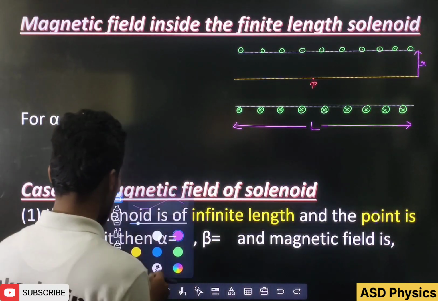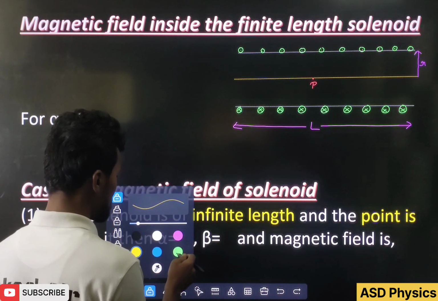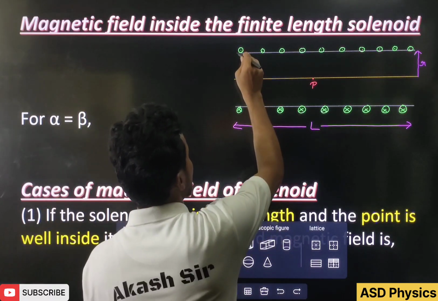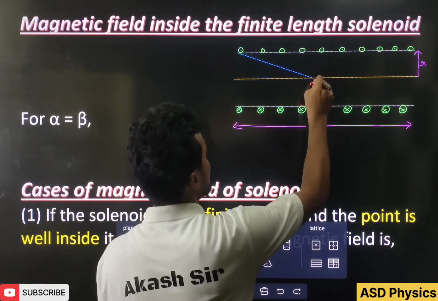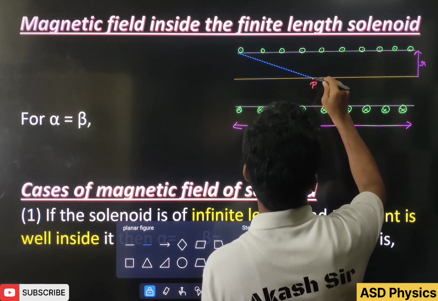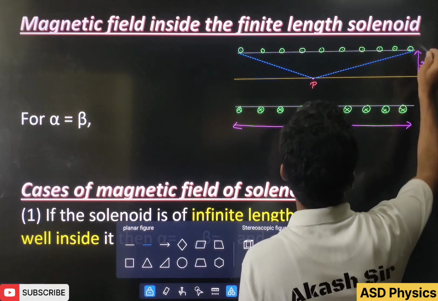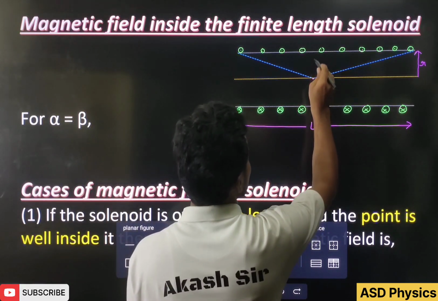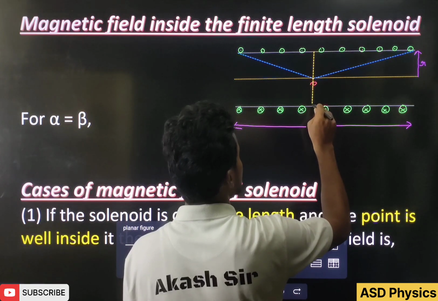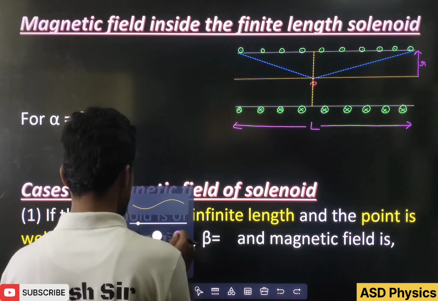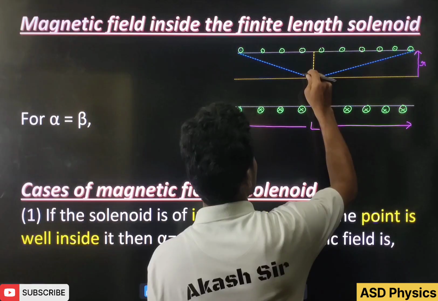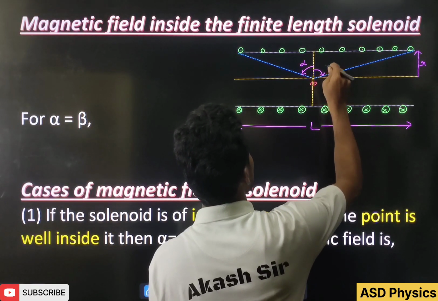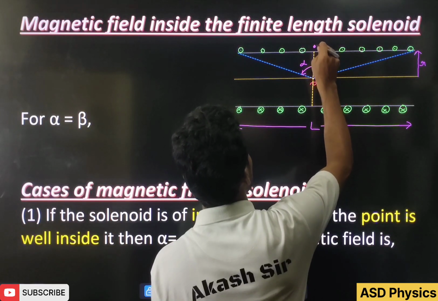Radius we write as small r. Now the solenoid is of finite length. So from this end of the solenoid we will connect to the point P, which is inside, and from here also we will connect to the other end. After that we will draw one vertical line passing through like this, as well as possible. Let's take this angle as alpha and this angle as beta. The angle we are seeing from here, this is the reference.